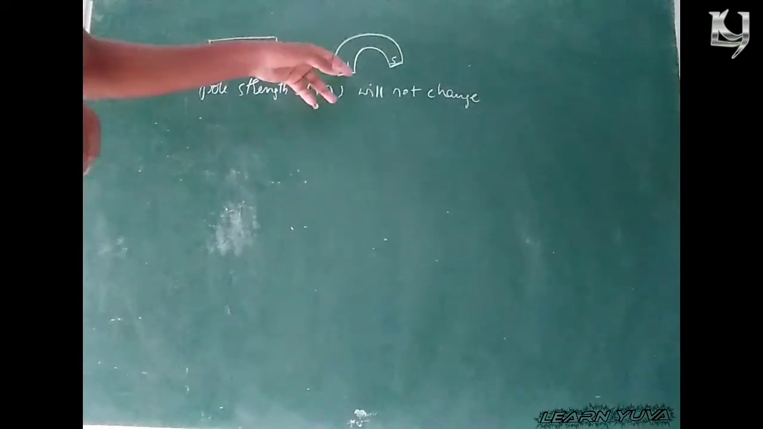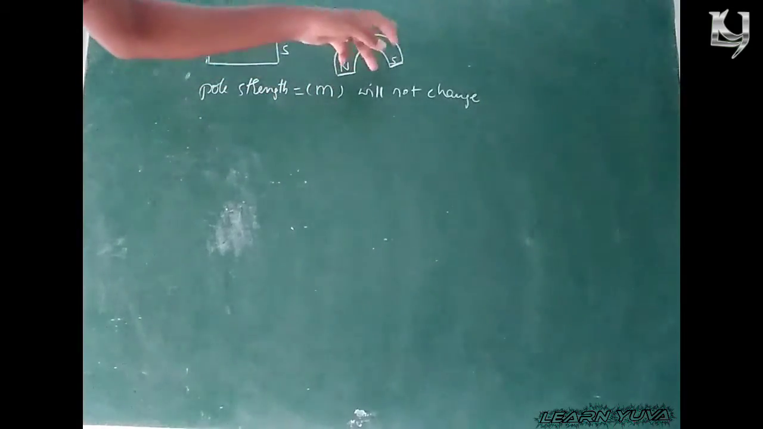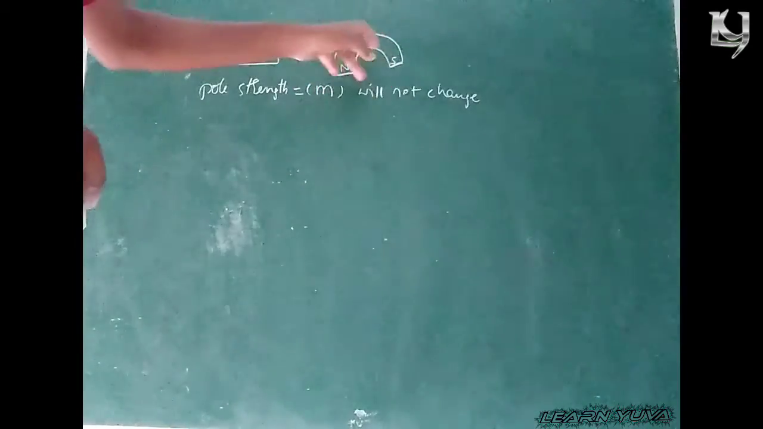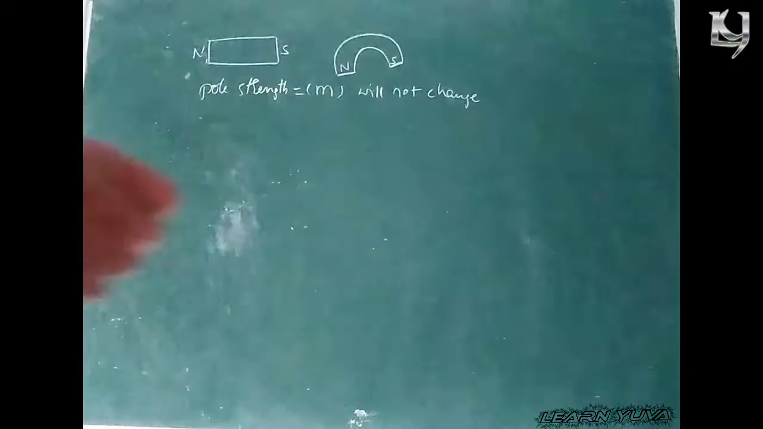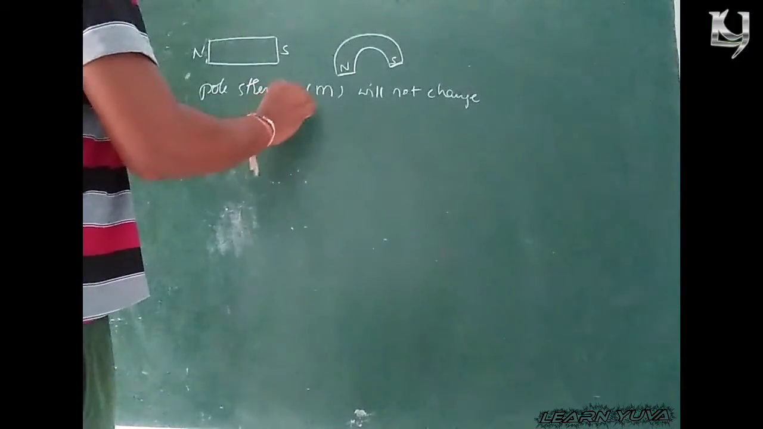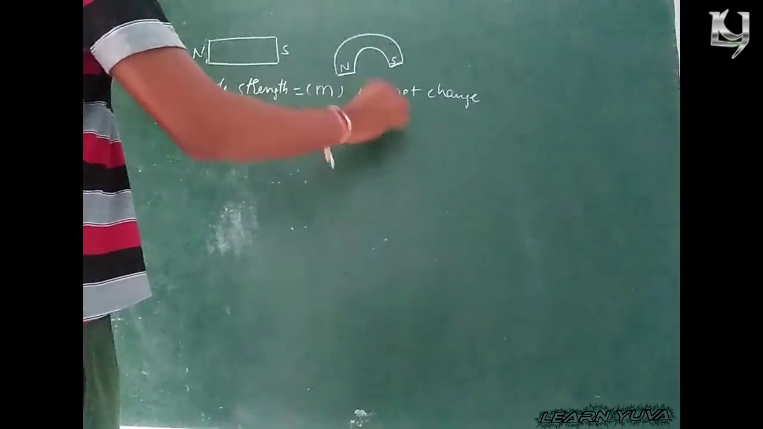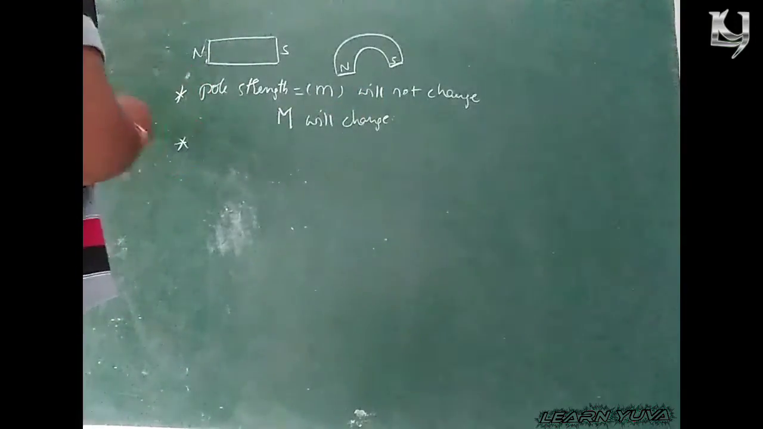Because here the length between the north pole and south pole decreases, the magnetic moment capital M will change. Right? Next one.